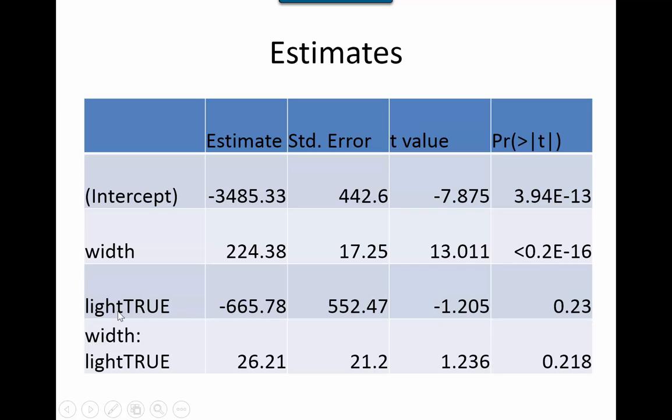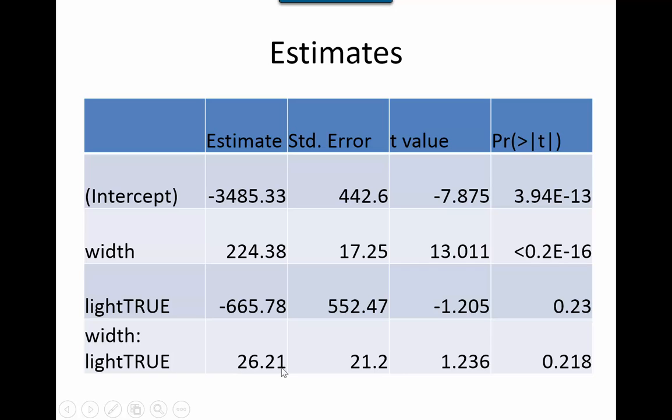Our light-colored individuals, so now light is true, that's this third one here, minus 665. What does that mean? That means that when width is 0, remember, light-colored individuals are 665 grams lighter, that is more negative, than dark-colored individuals.